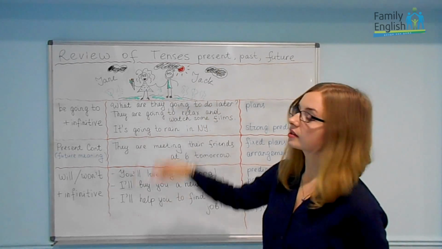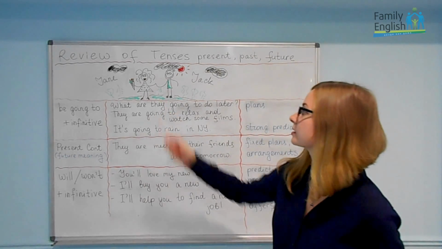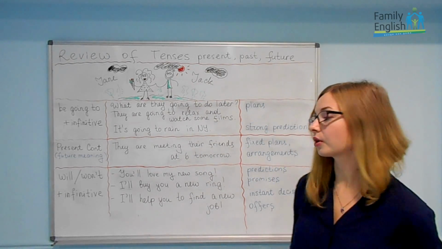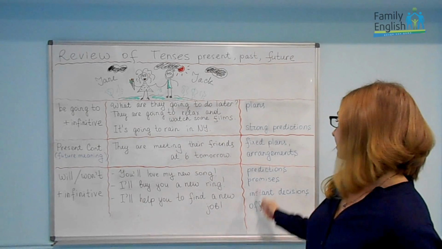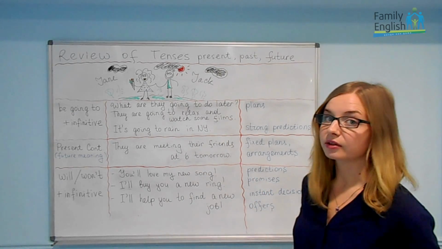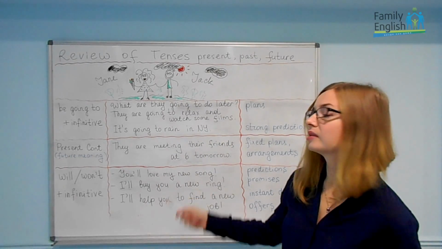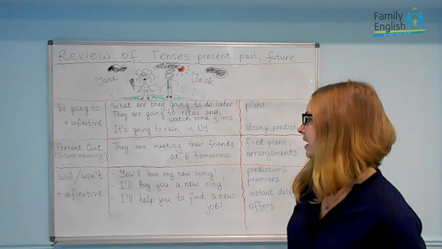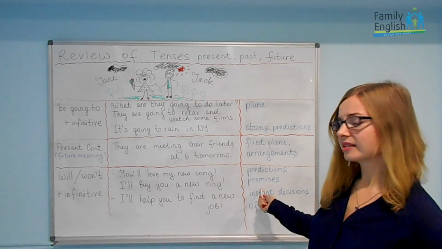So imagine that these guys are walking in Central Park, they're talking, Jane is eating her ice cream, and Jack is talking, and he's saying to her, "You'll love my new song." This is his prediction. It's not a fact that she'll love it, but he thinks so. So he says, "You'll love my new song, and then I'll earn a lot of money for it, and I'll buy you a new ring." That looks like a promise.